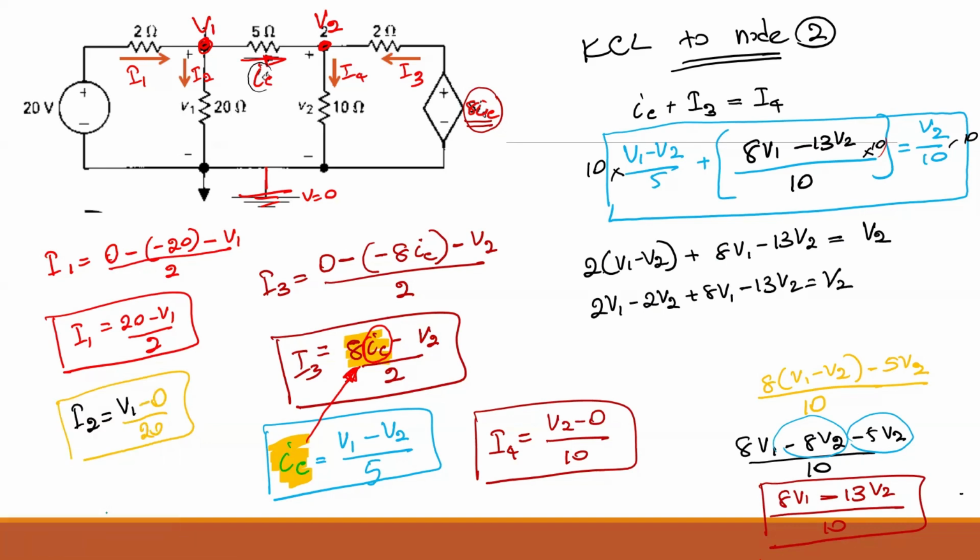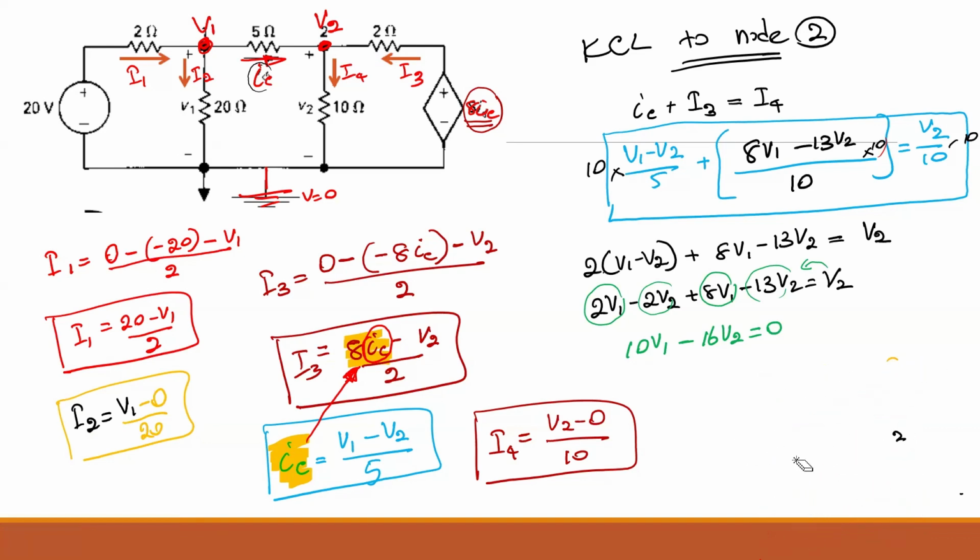Take the like terms, add all the V1s together. So 10V1 minus, we have 2, 13, and this one also, when it comes to the other side, it will become negative. So 13, 14, 15, 16: 16V2 is equal to 0. You can further simplify. You can divide everything by 2, and you can say 5V1 minus 8V2 is equal to 0. So we have simplified this one.